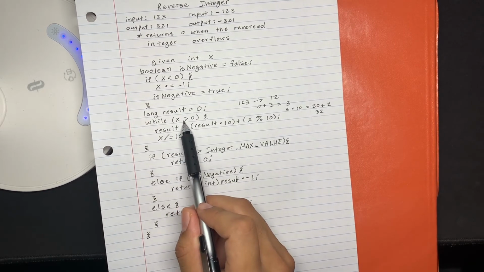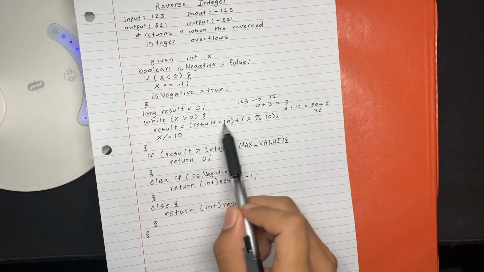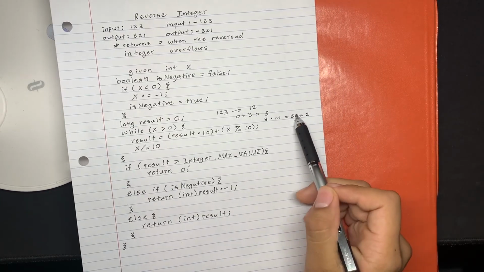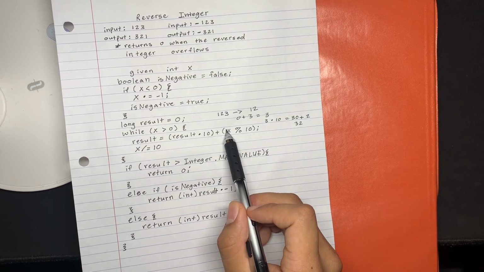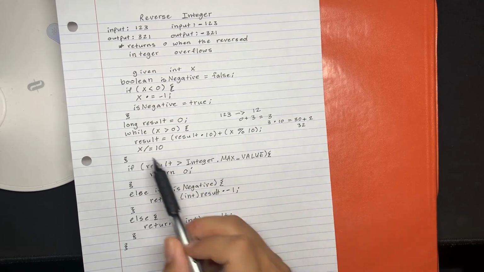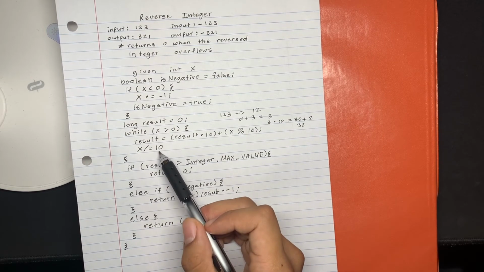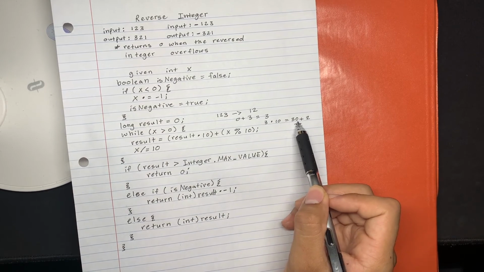We're making a while loop to reverse the integer. We're setting result. We're multiplying it by 10, so it could work for this scenario right here. And we're adding the last number of the x value that we're given, and then right here we're taking off the last digit on the x value. So we keep looping through this until we have reversed the integer.